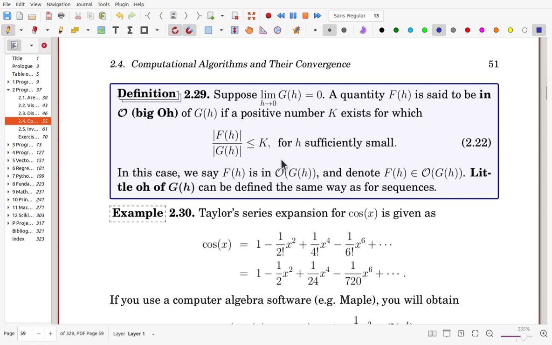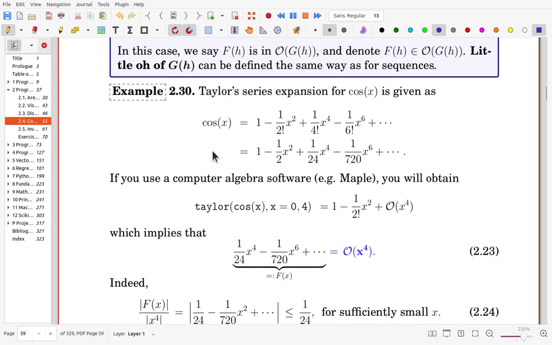f over g in modulus is bounded by k for h sufficiently small, as h approaches 0. In this case, we say that f of h is in big O of g of h, and we are using this notation, or sometimes again the equal sign. Little o of g of h can be defined the same way as for the sequences, and in fact the ratio converges to 0 as h approaches 0. Then we say that capital F of h is in little o of g of h.